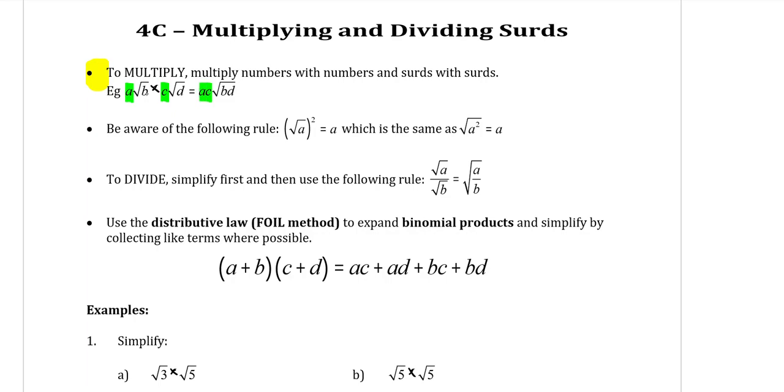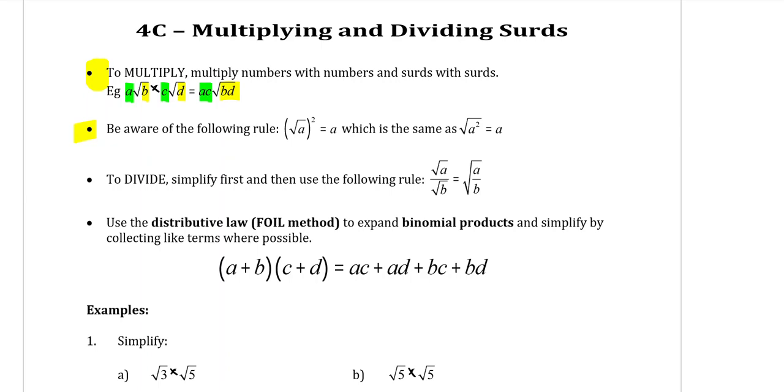Whereas the things that are underneath, which is the B and the D, you'll multiply those together and they will go underneath the surd. Next dot point says, be aware of the following rule. The square root of A, all squared, becomes A. That's because a square and a square root undo each other. And so we just get them cancelling out and we get A as the answer.